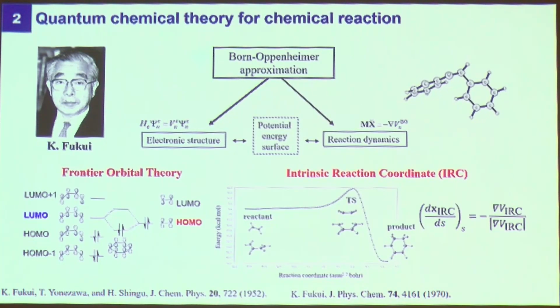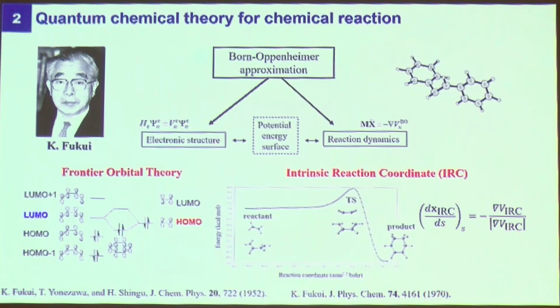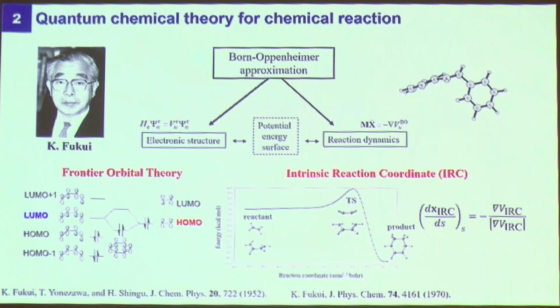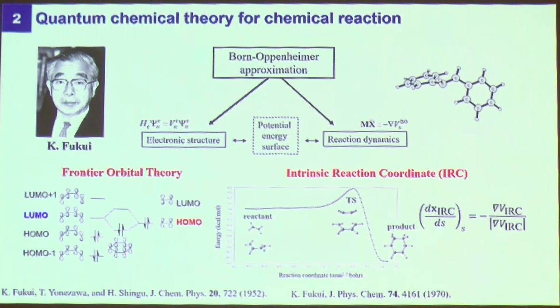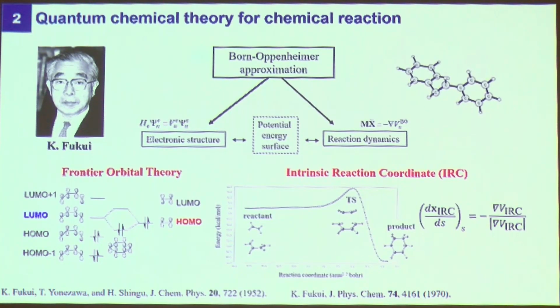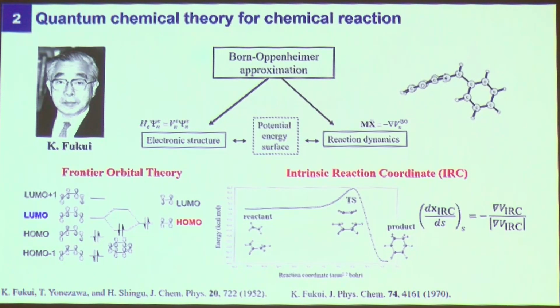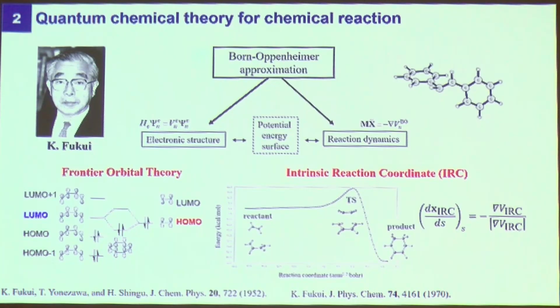Under the Born-Oppenheimer approximation, molecular theory is divided and treated by electronic structure theory, potential energy surface shape, and reaction dynamics. So chemical reaction can be studied in these three categories. Kenichi Fukui developed the frontier orbital theory, which is a reaction theory on the basis of electronic structure. And also later, he introduced the mathematical definition of intrinsic reaction coordinate for elemental reaction.